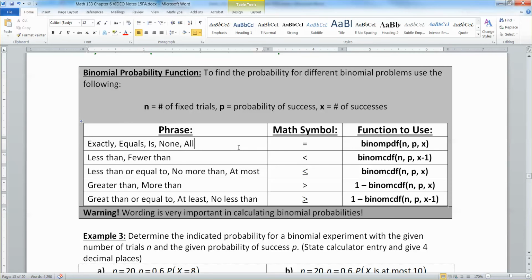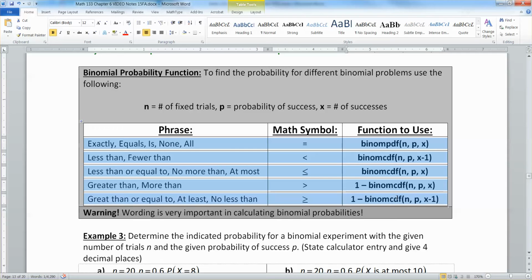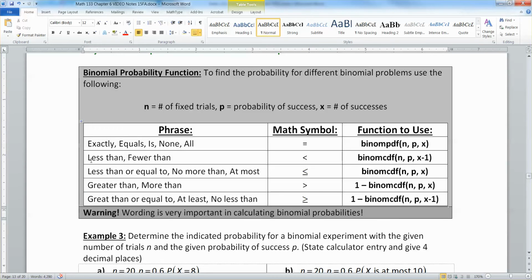In particular, we want to be able to use Binompdf, P as in probability distribution function, and CDF, which is standing for cumulative distribution function, if I'm not mistaken. All right, so which one we get to use and how we get to use it all depends on the terminology and the problem that we're trying to find. So wording is going to be very important to us because, for example, less than and at least are two completely different things. Less than uses CDF with x minus 1, and at least uses 1 minus the binomial CDF, but also with x minus 1.